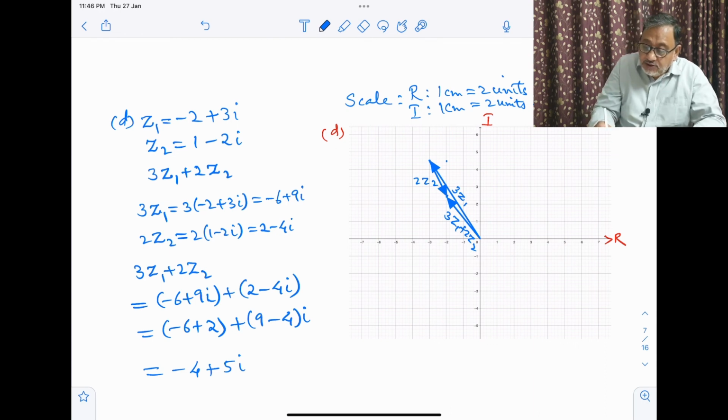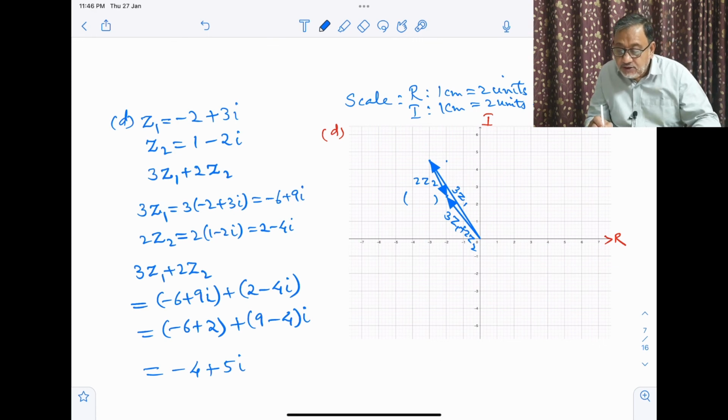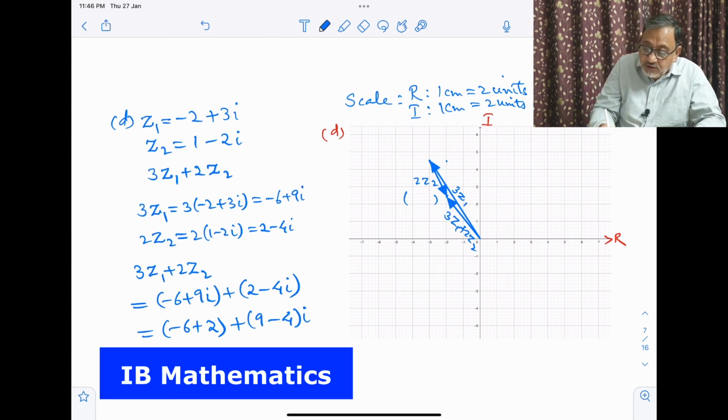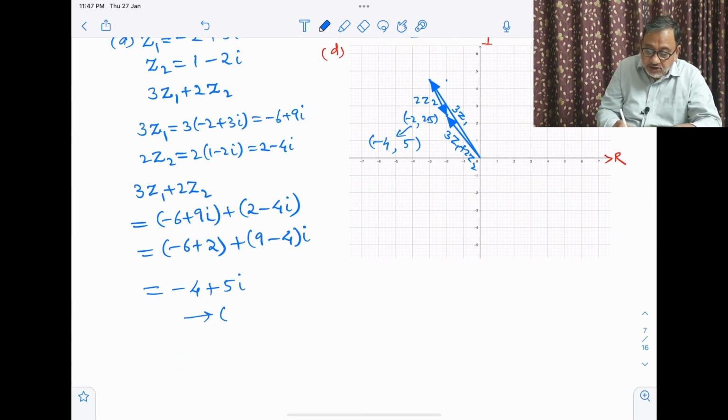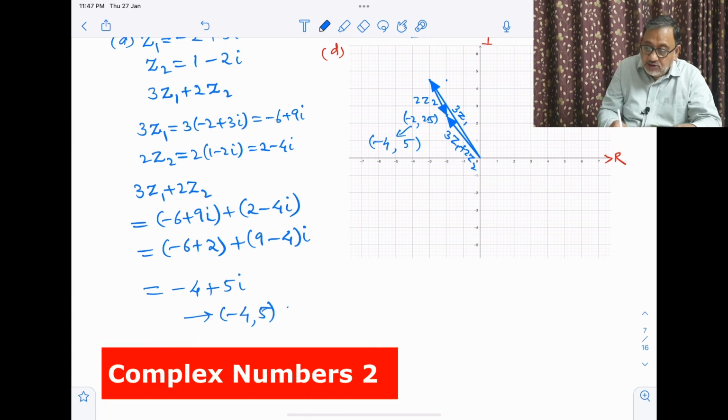Now look at this. The coordinates of this point are minus 2 comma 2.5. Now you have to make double of it, because on the complex plane we have taken 1 centimeter equal to 2 units. So double of each will give you minus 4, and 2.5 will give you positive 5. So it is minus 4 comma 5. So this is the correct diagram.